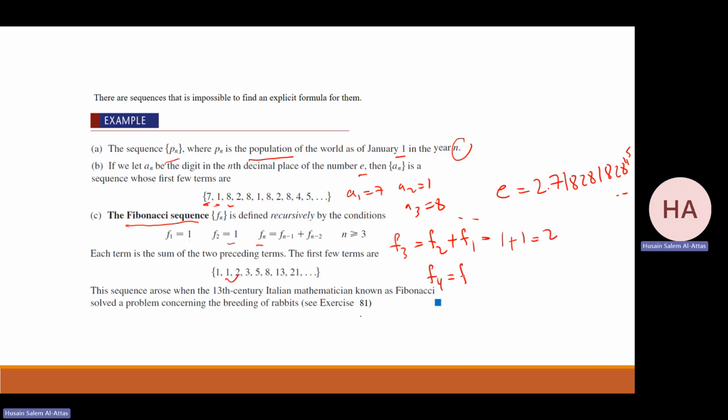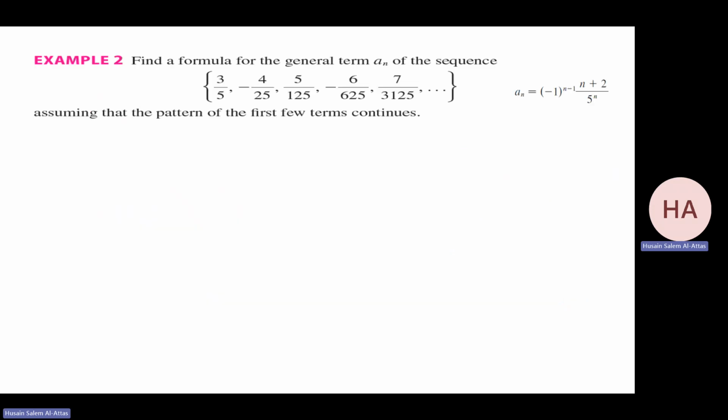F4 will be F3 plus F2. That will be 2 plus 1, which is 3. F5 will be F4 plus F3. That will be 3 plus 2, which is 5. But you cannot find an explicit formula for it. So sometimes it's not easy to find an explicit formula.